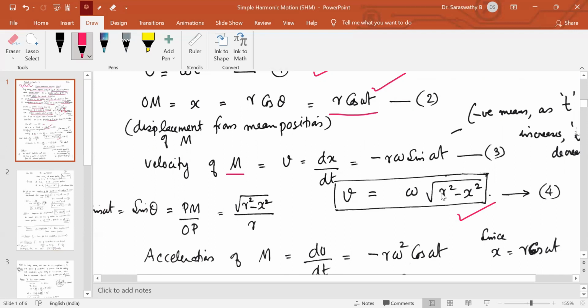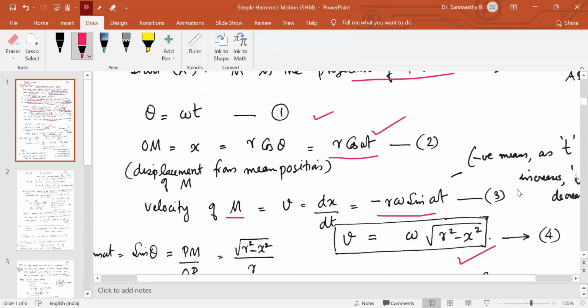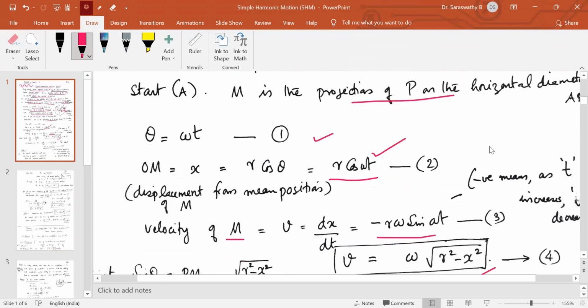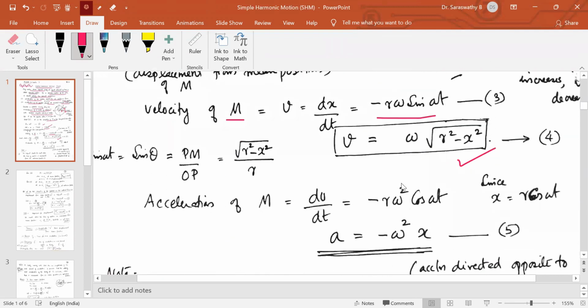So if you know the amplitude and the displacement from mean position, we can find out the velocity. Here, velocity is negative. Negative means as the time increases, the displacement decreases. See, when the time is equal to 0, this was the displacement, the maximum displacement. As time increases, this becomes OX. Again, as it increases, the displacement decreases, and velocity also decreases. That is the negative sign representation.